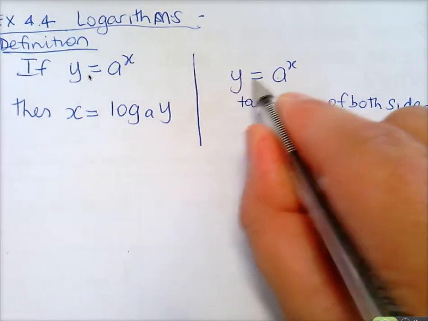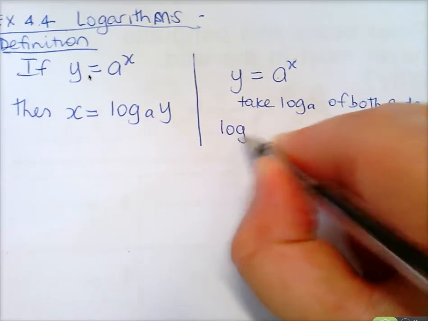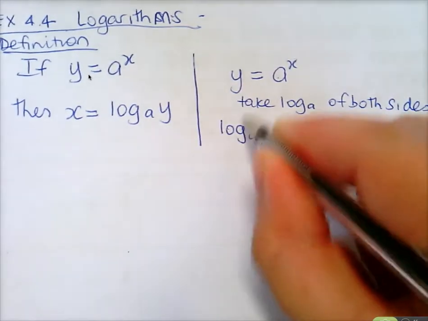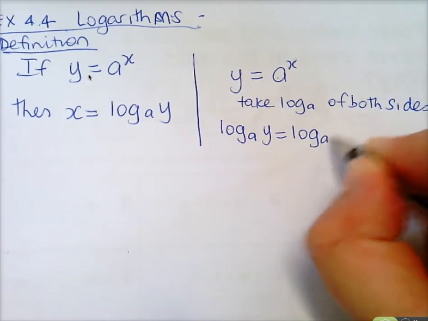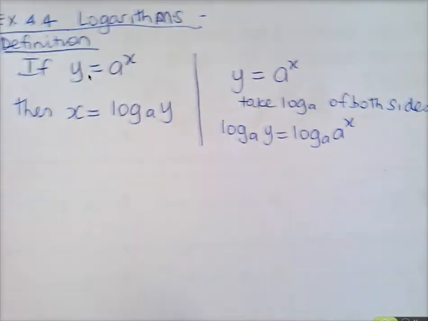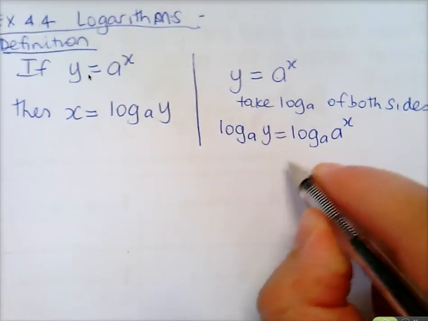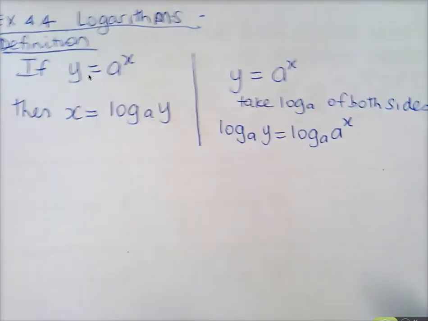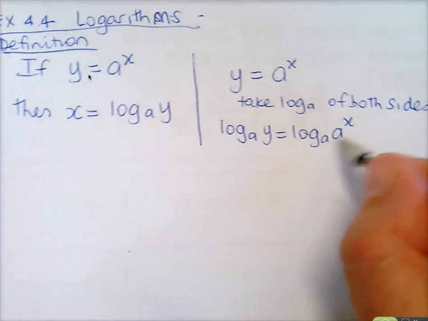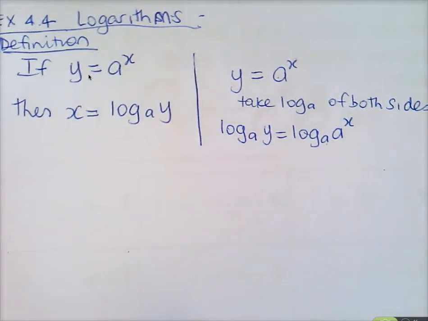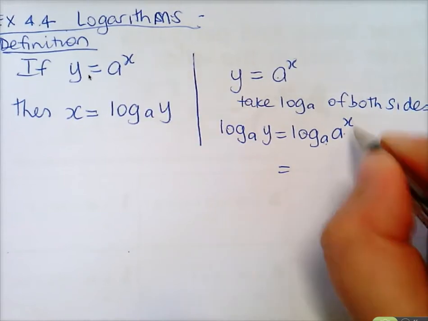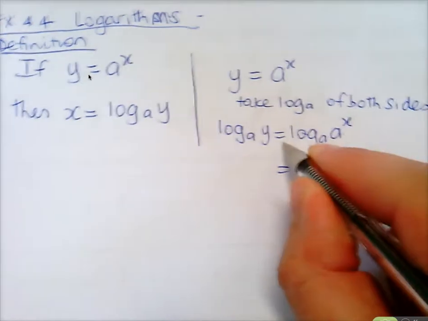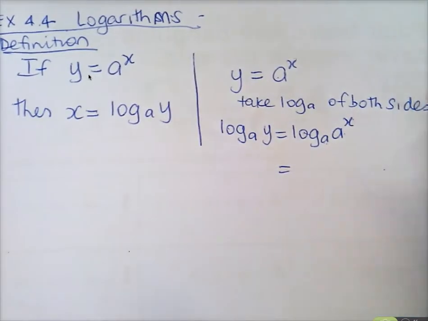Now, if I've got y equals a to the x and I take log to the base a of both sides, I go log to the base a of y equals log to the base a of a to the x. The reason is, I haven't taught you all the rules, but log to the base a of a is 1. I haven't taught you the other rule where this x comes down yet. So I'm not going to teach you that yet. I'll teach you that later in the lesson.